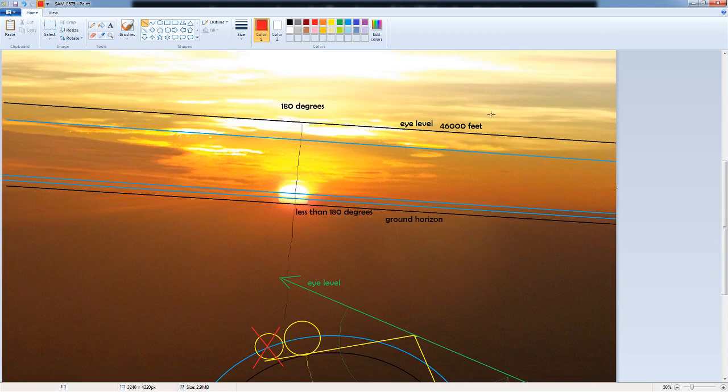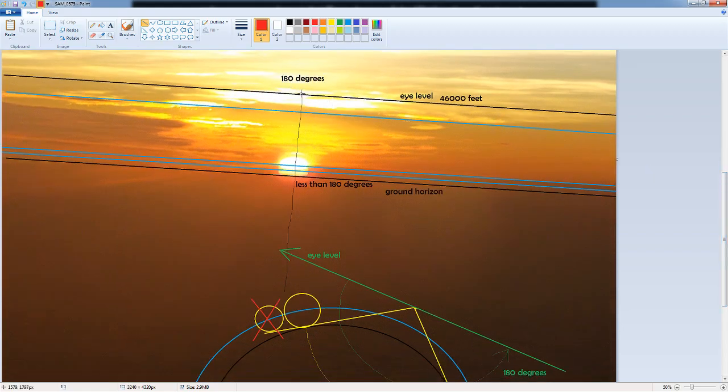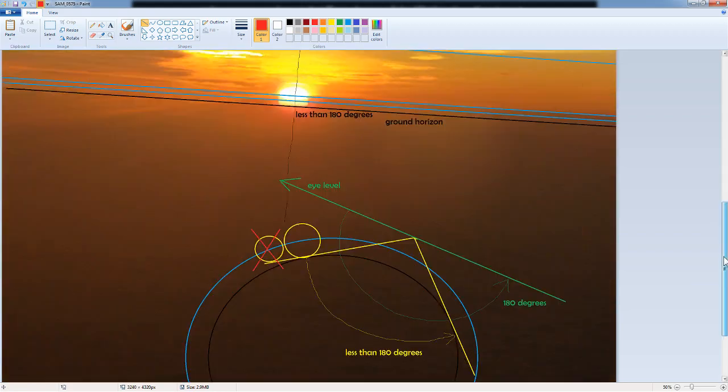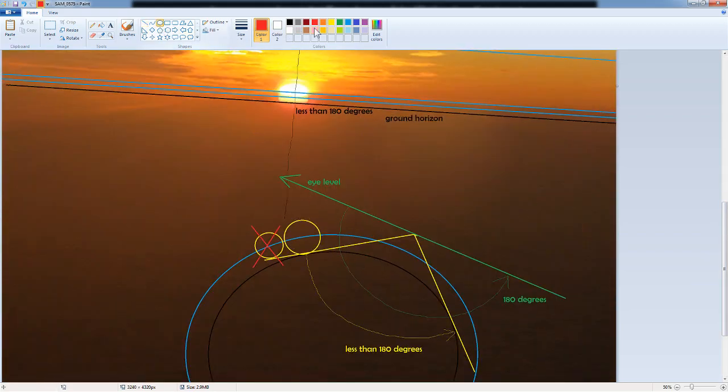I just don't see how this can possibly exist with a flat earth. It makes no sense to me. Because this is eye level. That is below eye level. This is the ground. For this to be possible, the sun would actually have to be out here somewhere. So my perspective is supposed to be looking out this way. So the sun should be out. Should be a big sun out, far out in the distance. That makes better sense to me.